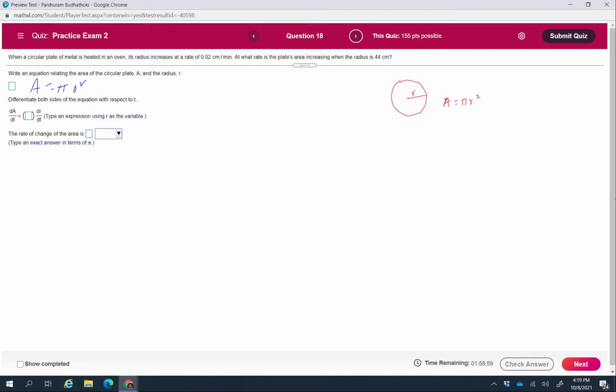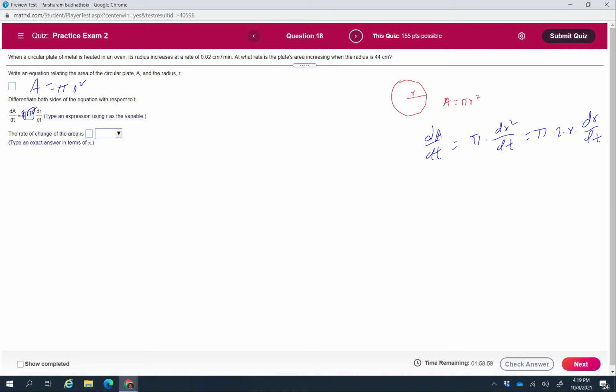For the second part, we try to find the derivative of A with respect to time, which is the derivative of r squared with respect to time, and by using the chain rule, this is 2 times r times dr over dt. So that's what you have to write down here. dA over dt is 2 pi r times dr over dt. So it's 2 pi r times dr over dt.